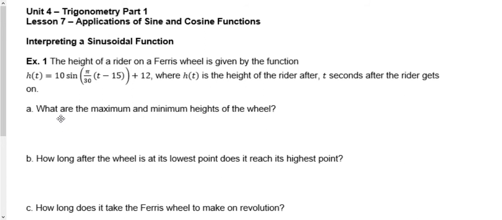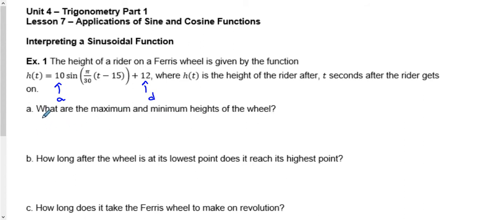First off, they're asking you what are the maximum and minimum heights of the wheel. To figure out max and min, there are 2 ways to do this. Option number 1 is you can graph this equation and then figure out your max and min. Option 2 is to use your equations for max and min, and that would also work. The equation for max and min uses your a value and your d value.